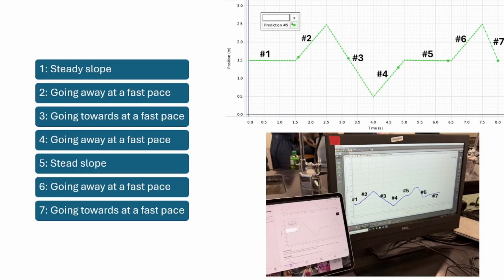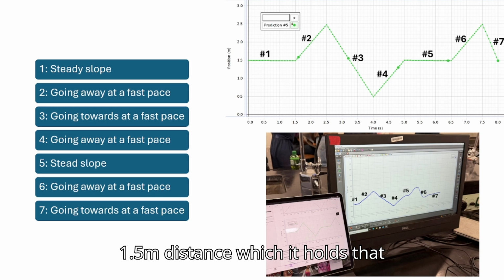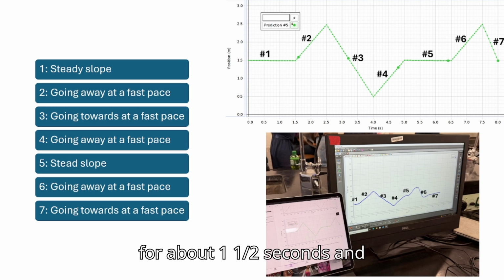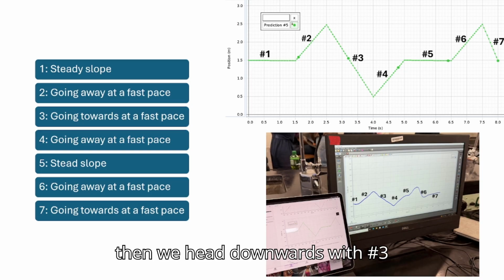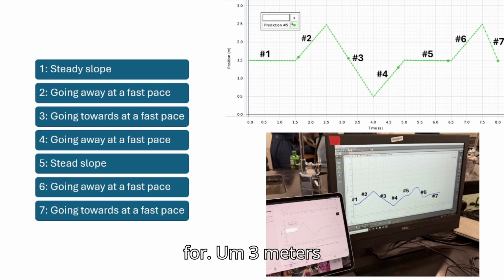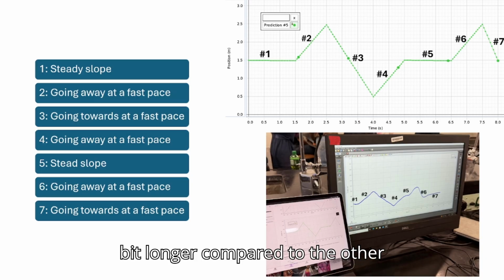Okay. So I chose to do prediction number 5, and here it starts off at number 1 with a 1.5 meter distance, which it holds for about 1.5 seconds, and then it slowly starts to climb up to 2.5 meters with number 2 on the position chart. And then we head downwards with number 3 for 3 meters downwards. And this one is a bit longer compared to the other slopes.